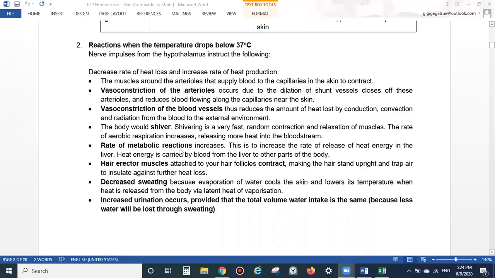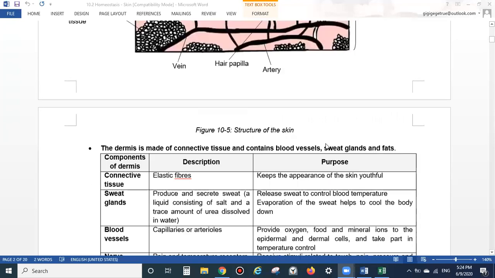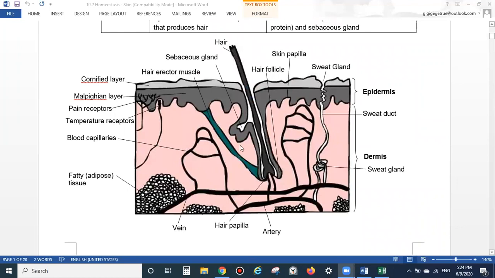So the rate of metabolic reaction will also increase. Your liver will carry out more activity to release heat energy. The hair erector muscle will contract. You can imagine the hair erector muscle like this. When it contracts, it becomes shorter, and so the hair that was supposed to be like this will stand on its end. It will stand up.